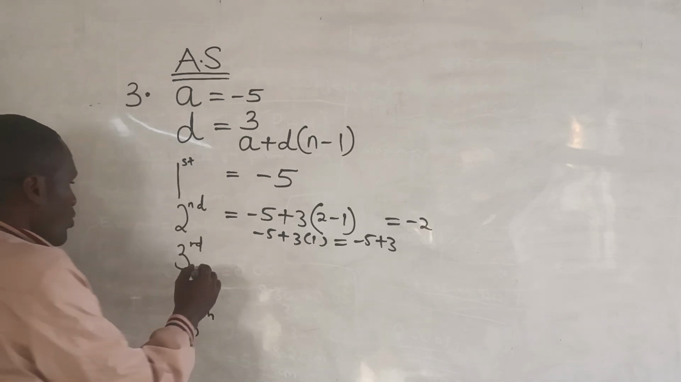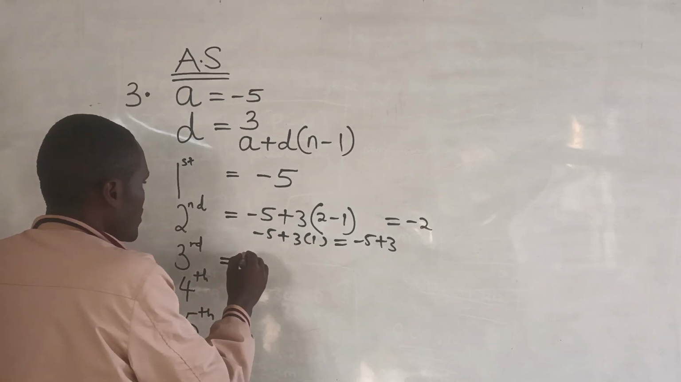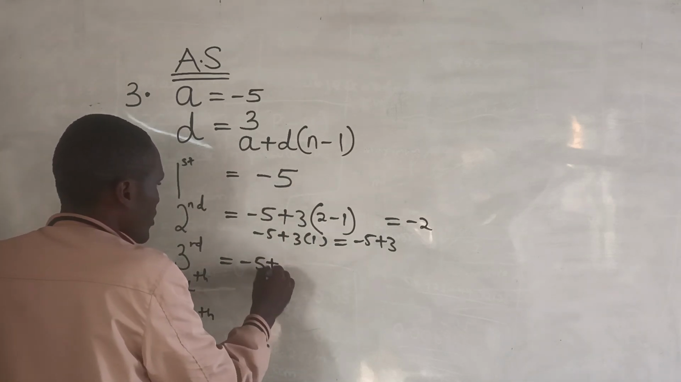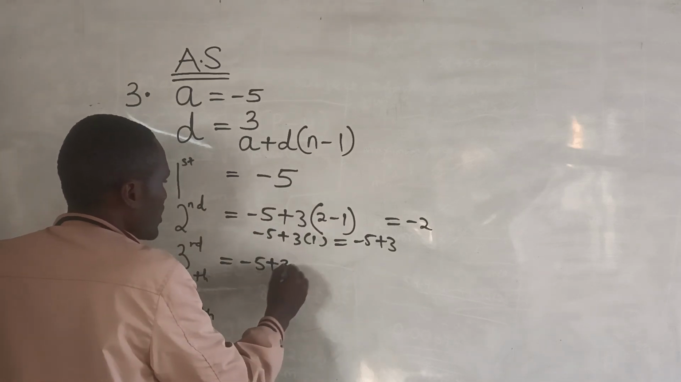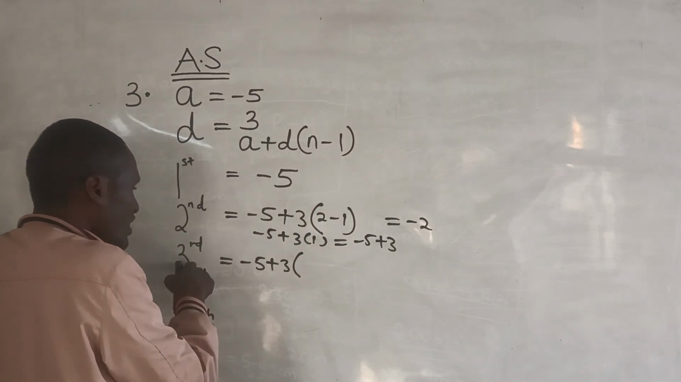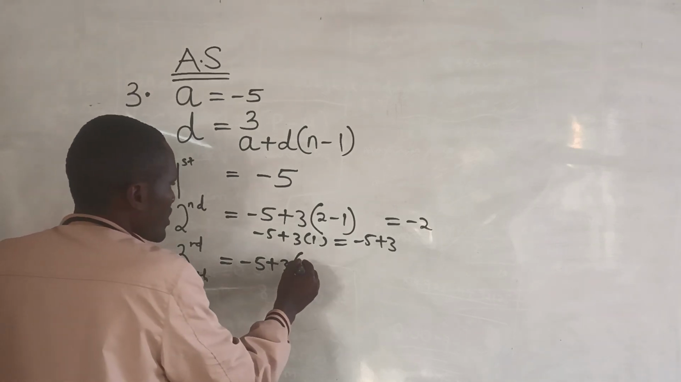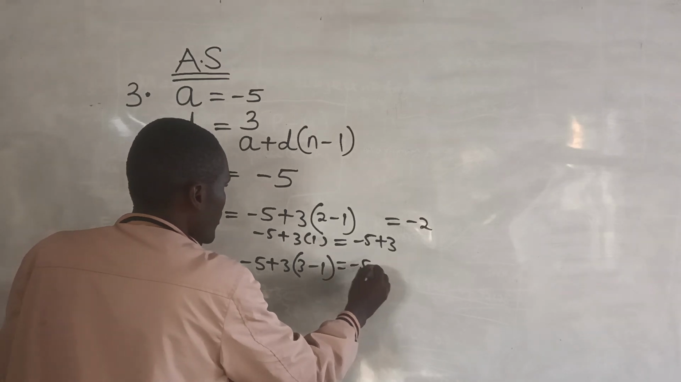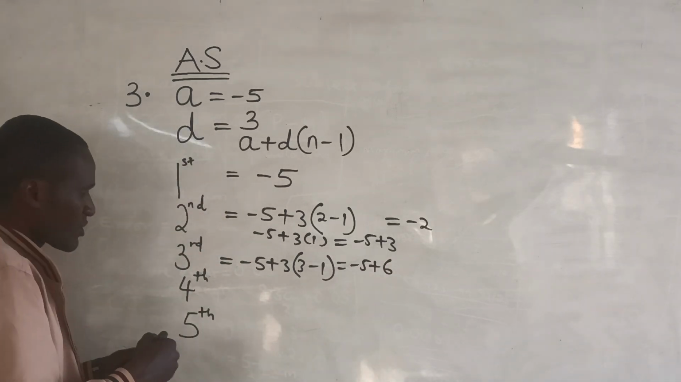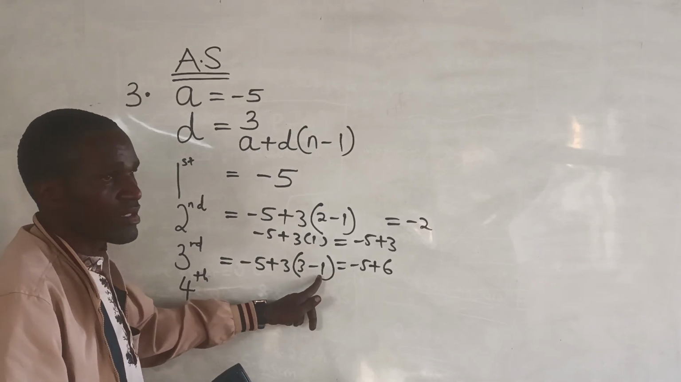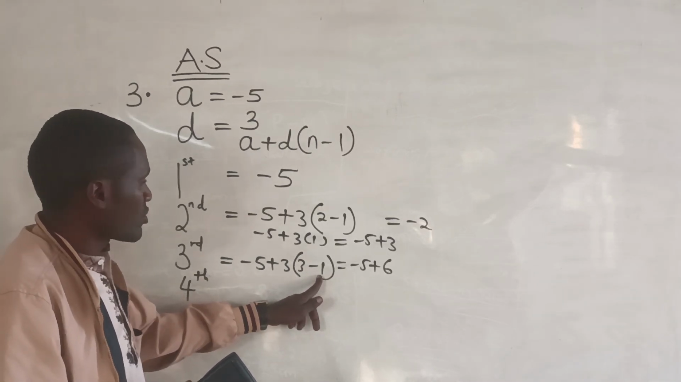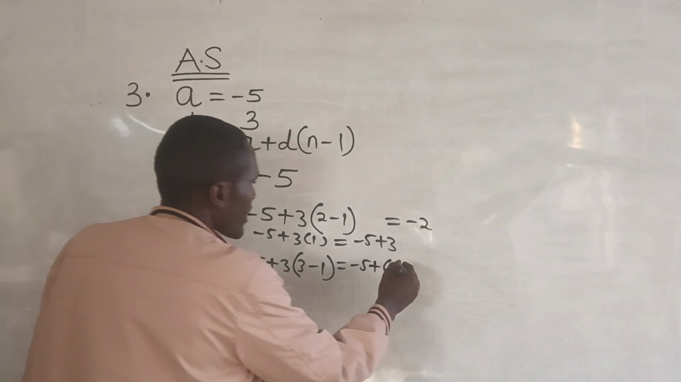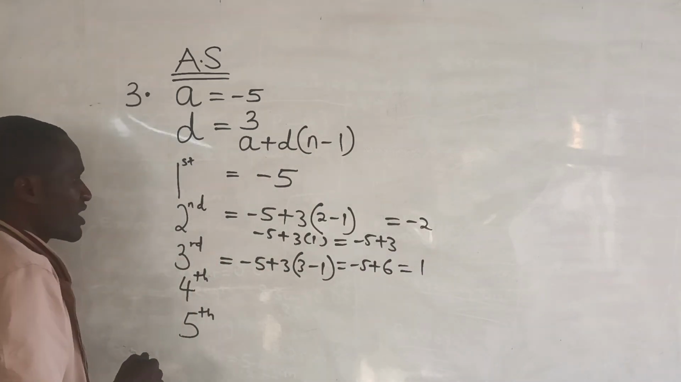What about the third term? I'll again say the third term, I'll begin with the first term, a, which is -5, plus the common difference, which is 3, into the number of terms, the third term. So our n is 3. So we shall say 3 minus 1. So that gives us -5 plus 6. Why 6? I'll just say 3 minus 1, which gives me 2. 2 times 3, that gives us 6. So it will be -5 plus 6. And that gives us 1. So our third term is 1.